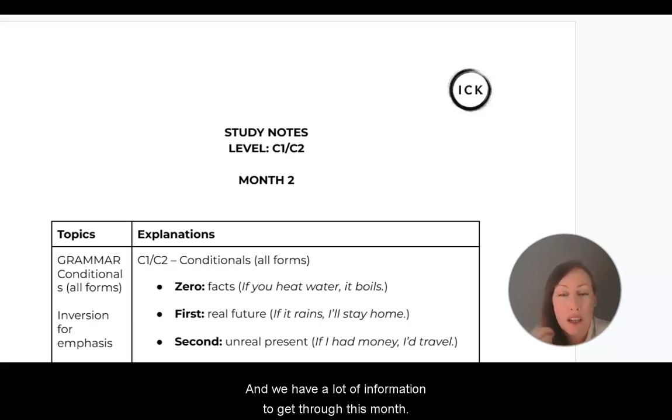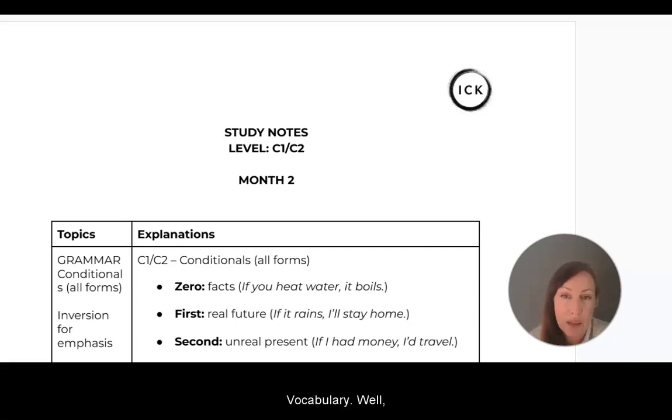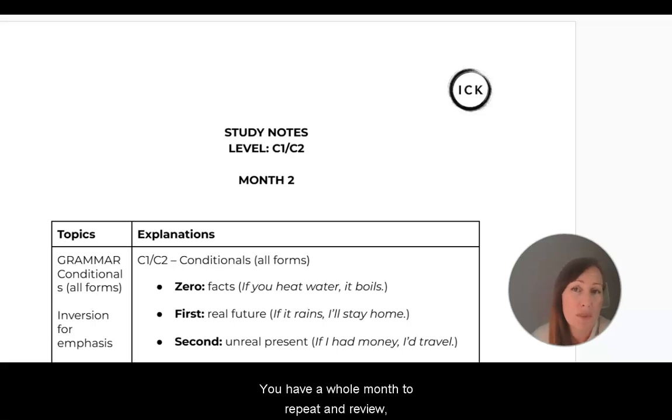And we have a lot of information to get through this month. Grammar first, then vocabulary, business English, and some Cambridge material as well. You can watch the video in stages. You can review the vocabulary first, for example, or whichever way you like, and you can repeat it as many times as you want. You have a whole month to repeat and review, and you can do it whichever way suits you best.